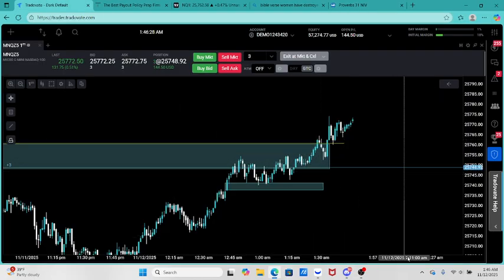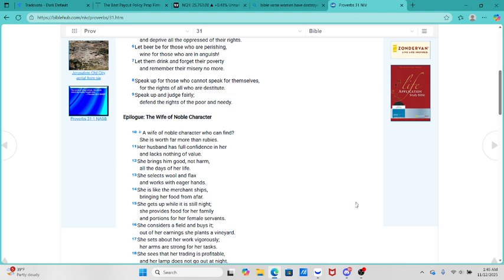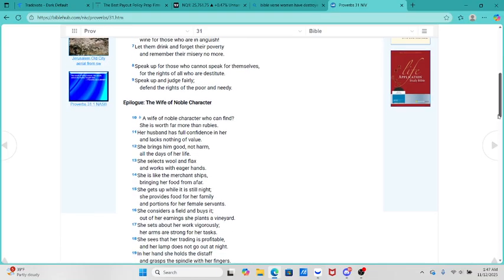Nah, facts, bro. But look, it goes on to say, a wife of noble character, who can find? Because in this day and age, that's true. Who can find? It's hard. She is worth far more than rubies. I feel that, because it is hard to find a wife of noble character. Very hard, bro. It gets weird, man. That's why it's so crazy.